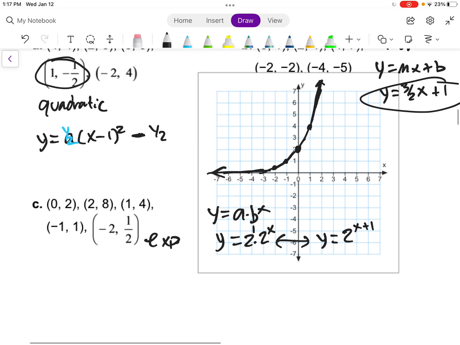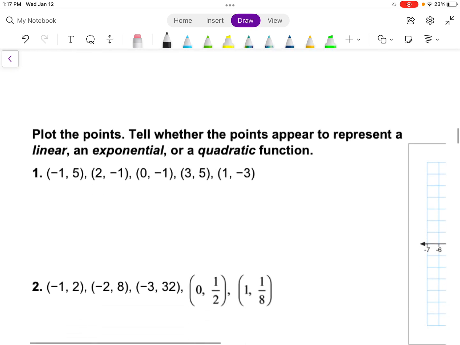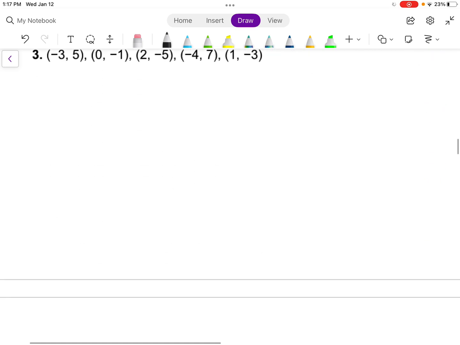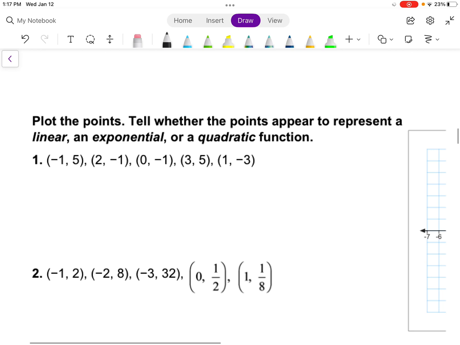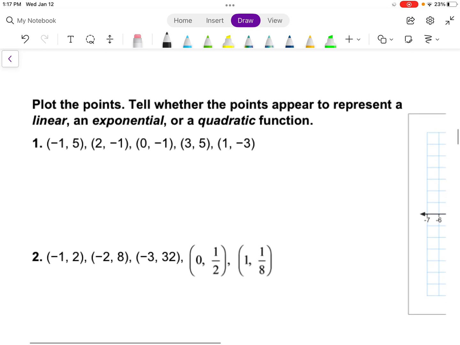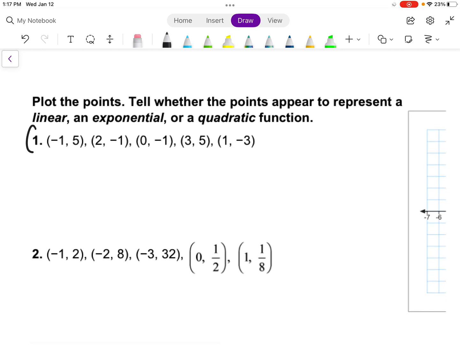It turns out there's another way to also check. So I'm going to look at this one right here, and it says the same thing, to plot the points and tell what they are. I'm not going to plot the points. What I'm going to do instead is just put them in a table.